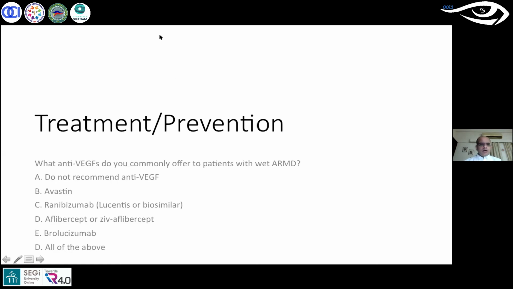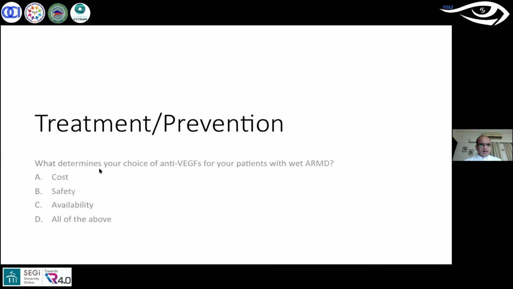Okay, so coming to anti-VEGFs, I think there may be another poll here. Based on this, what do you think determines the choice of anti-VEGFs for your patients with wet ARMD? Is it cost? Is it safety of an intravitreal procedure every couple of days? Is it the availability? A lot of smaller places may not really have access to all forms of anti-VEGF, or is it all of the above? Okay, yeah. So it's all of the above.